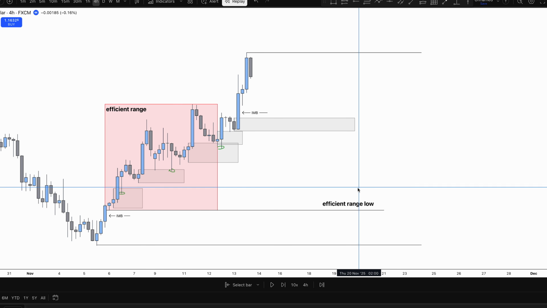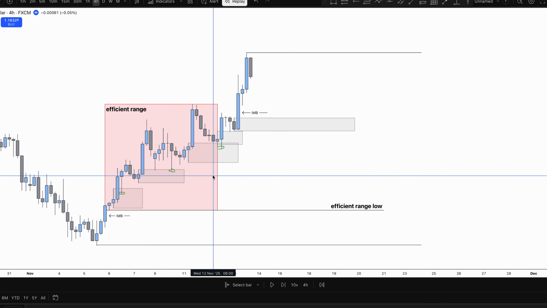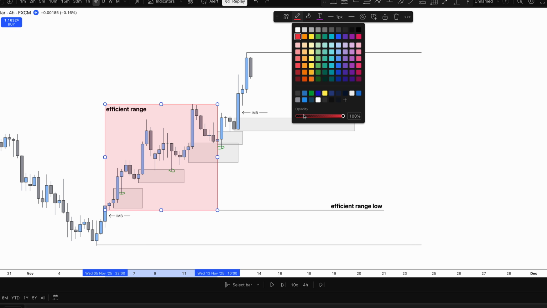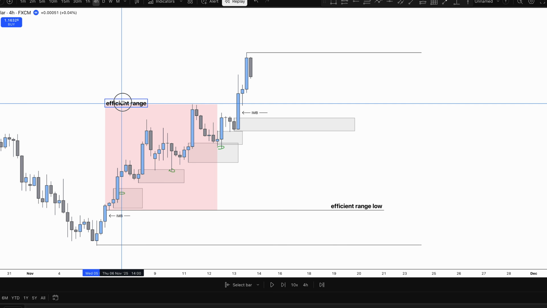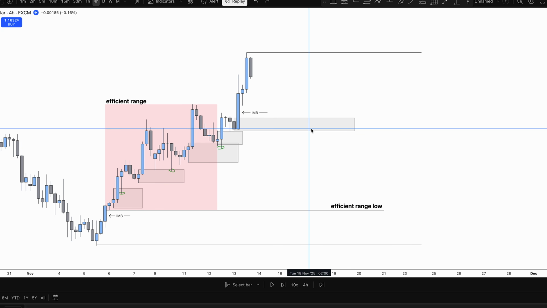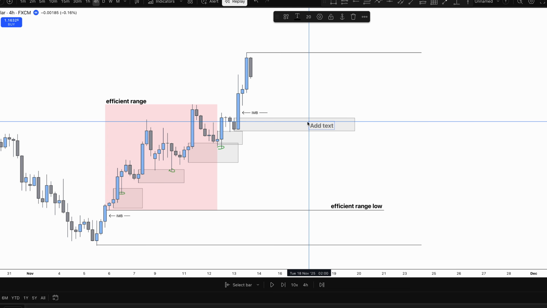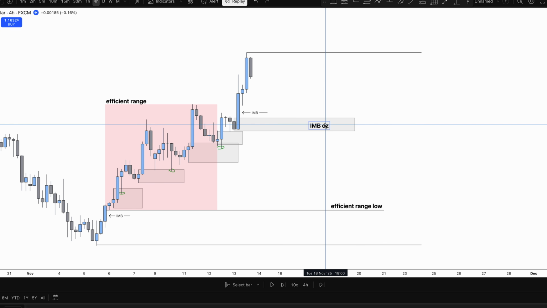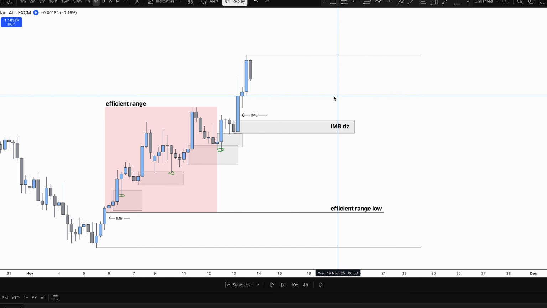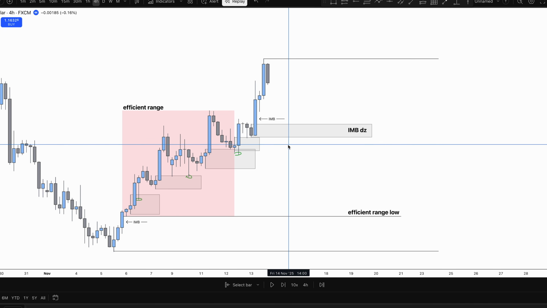Of course, if the market was to break into the efficient range, then this would become the point that we would want to target. So we have our efficient range marked and we have our efficient range low marked, and then we have our imbalanced demand zone. So this is going to be basically the final point to hold and continue. And if this breaks through, then we go short.